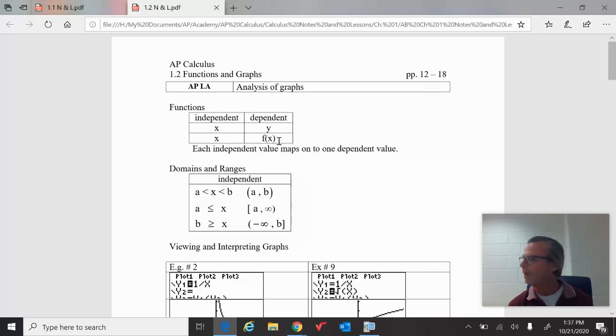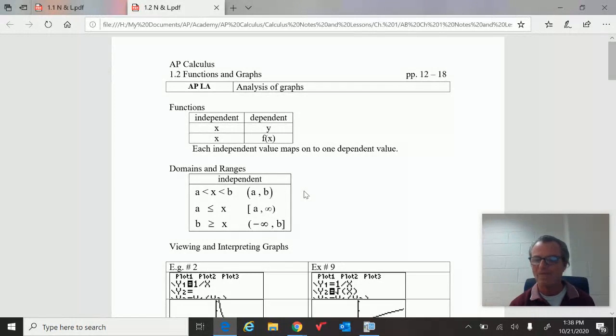On page 13, domains and ranges. So we're talking about this in terms of the independent variable, the domain for x. If x is between a and b, that is an open interval. Okay, a and b are not included. So in terms of a number line, you would have an open circle. And in terms of interval notation, a and b are enclosed by parentheses.